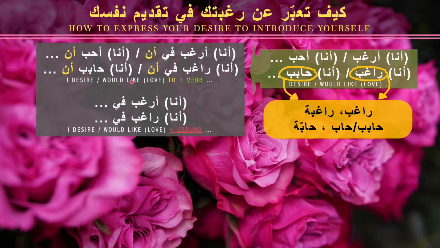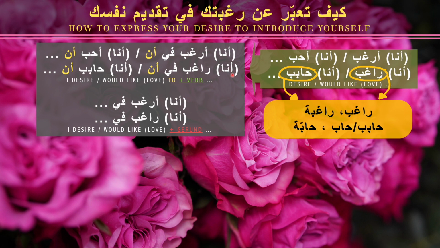So if I would like to say I desire, or I would like, or I would love to, plus the verb, in this case we will add أن. So أنا أرغب في أن, or أنا أحب أن. The verb desire أرغب needs the preposition في to give the meaning for what comes next. But the verb أحب doesn't need a preposition when we want to tell something after it. So keep that in mind when you build the language for every vocabulary, right?